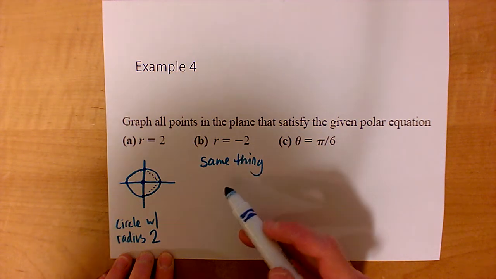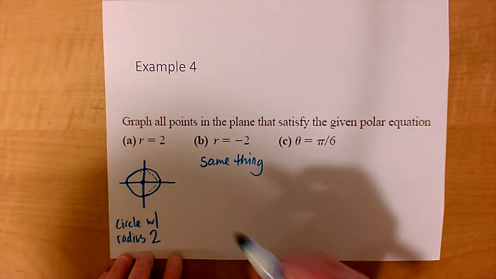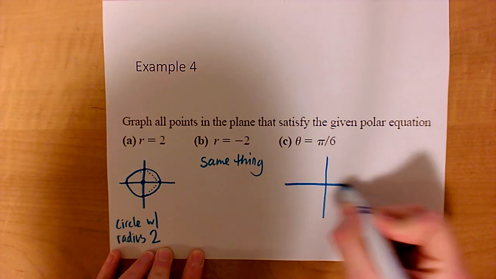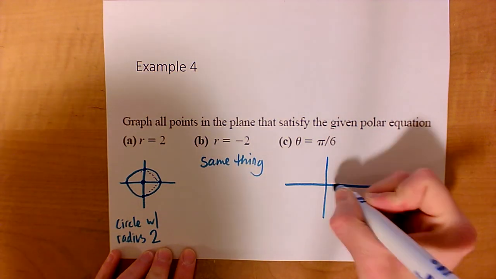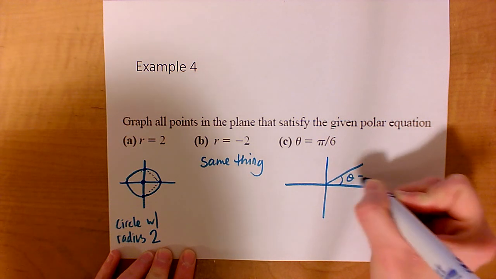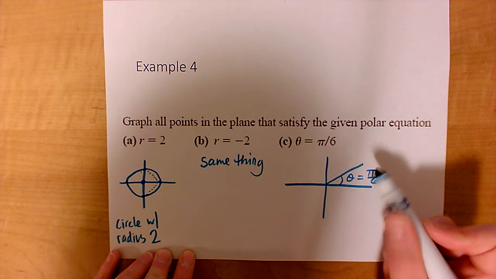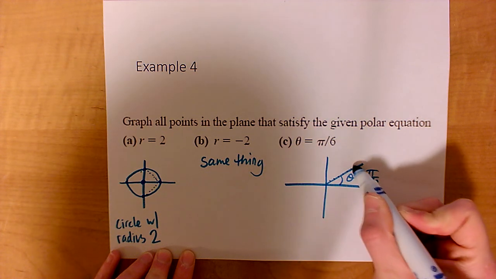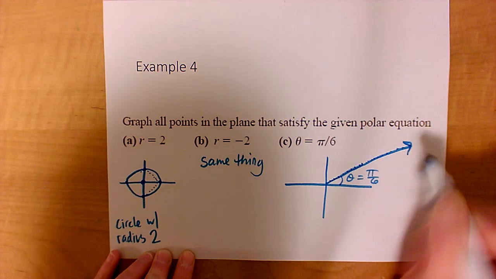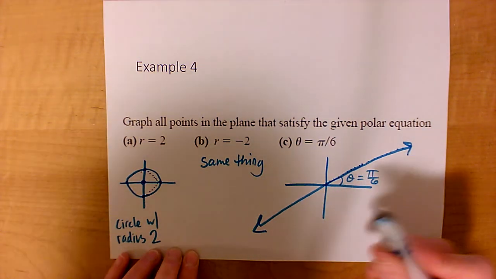Because if your radius is -2, that just means a negative directed distance. But then if you do every single point with a negative directed distance, you're also going to get a circle. And then for this one, all of the points that have the angle of pi over 6, well, if you think about where pi over 6 is, this isn't drawn to scale, but it's something like this. It's 30 degrees. And if you think about all the points that have an angle of pi over 6, they all lie along this ray, and they go on forever and ever in this direction. And then if you use a negative directed distance, they go on and on also in this direction.